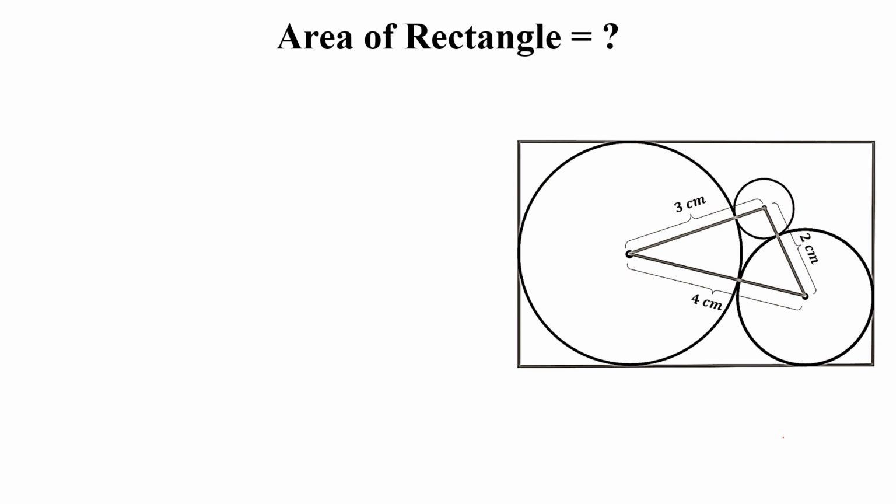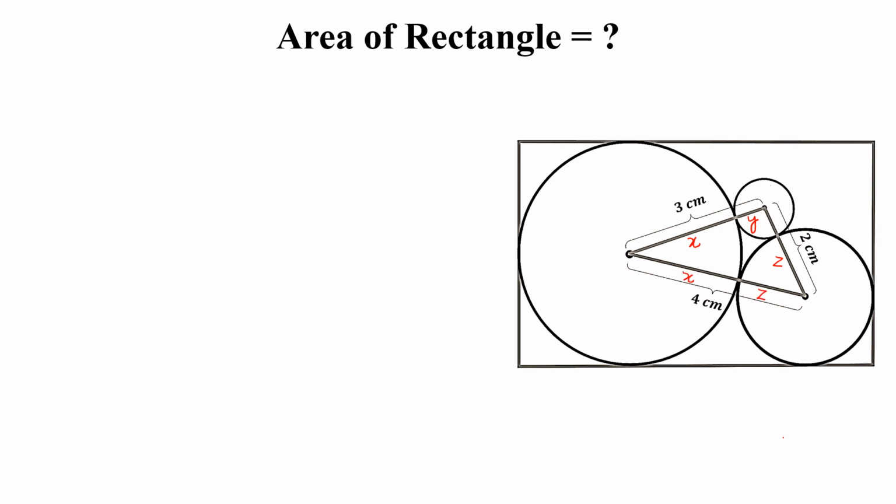The question is how to calculate the area of this rectangle. How can we solve this? Let the radius of this large circle be x and the radius of this small circle be y. The radius of this medium circle is z. Then this will also be x and this will also be z.